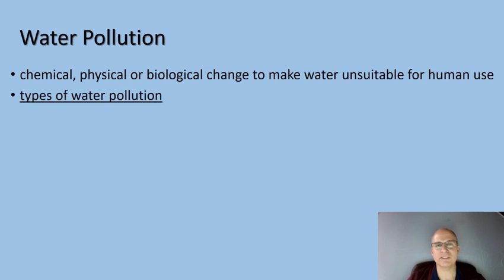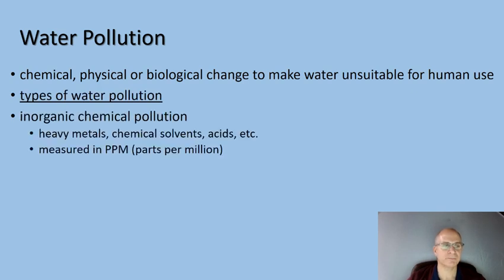And we've got a number of different types of water pollution. The first of which is called inorganic water pollution. And inorganic just means it contains chemicals that are not based on carbon. But this can include a whole variety of different things, including heavy metals, chemical solvents, acids, salts, etc. So there's lots of different things that would be considered inorganic pollutants.